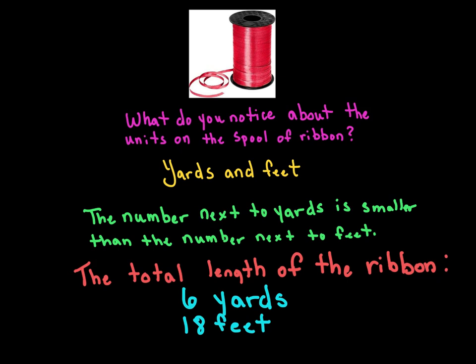All right, what do you notice about the units on the spool of ribbon? Lots of times we're going to have different units, which are called yards and feet. The number next to the yards is always going to be smaller than the number next to feet because there are more feet in yards. Yards is a bigger measurement than feet. Feet are smaller than yards. So the number is definitely going to be bigger in feet than in yards because yards is a bigger unit of measure than feet. I know it can be complicated, but we'll check it out. Keep practicing. Here we go.